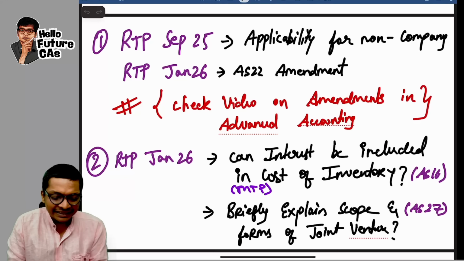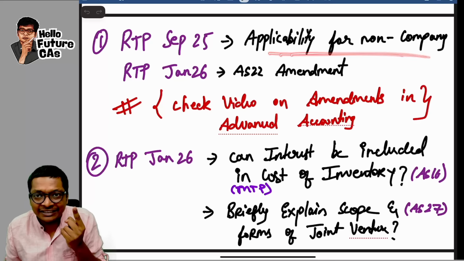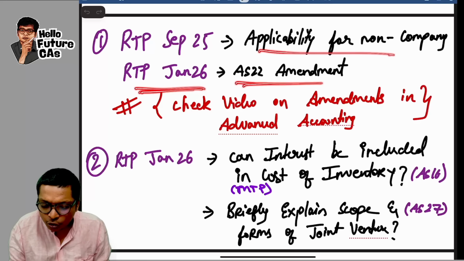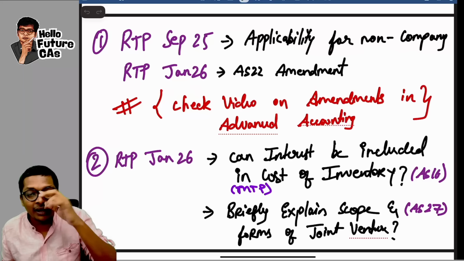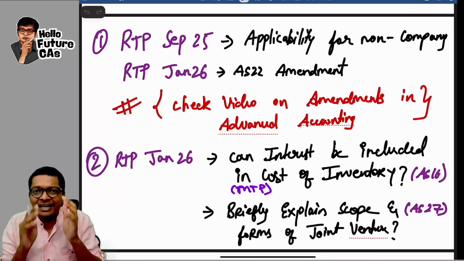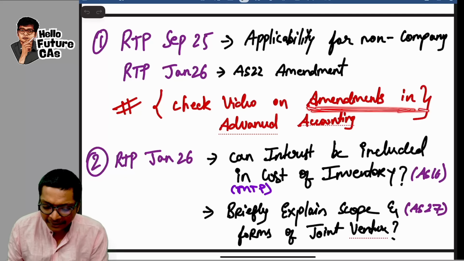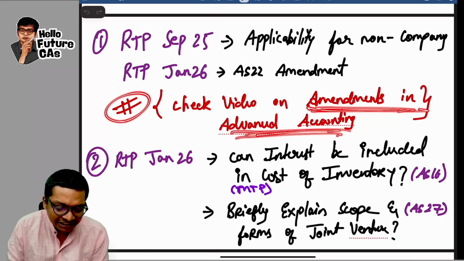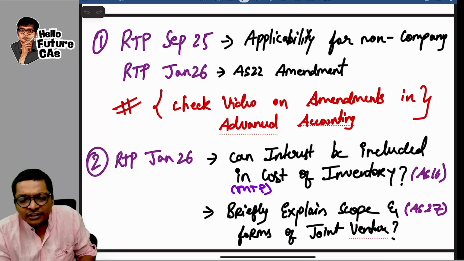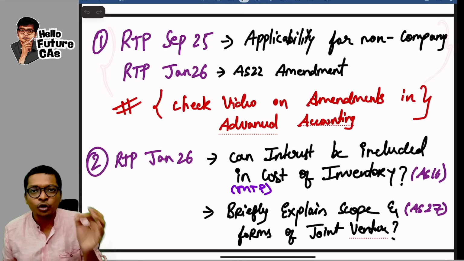The first thing is RTP September 25 applicability of accounting standards for a non-corporate company, and RTP Jan 26 AS 22 amendment. Now these two are amendments in the last 2 RTPs, therefore it becomes very important, and these both I have separately explained in a video called 2 amendments in advanced accounting. Hashtag for that video, which is just a 10 minutes video. In the description of this video I will give the link, go and watch that. So these 2 concepts will be covered for you in that, guys.